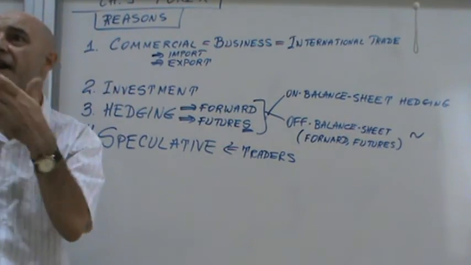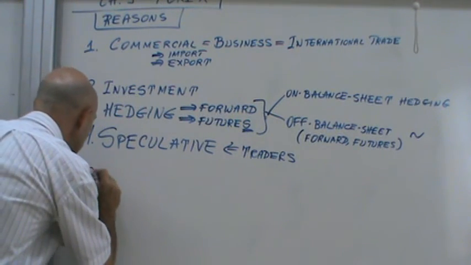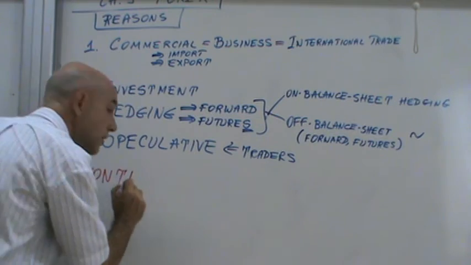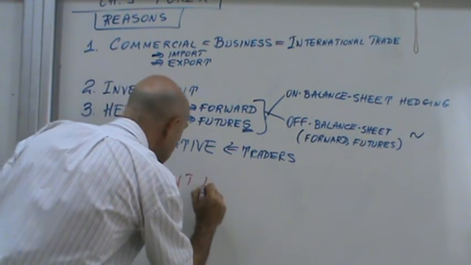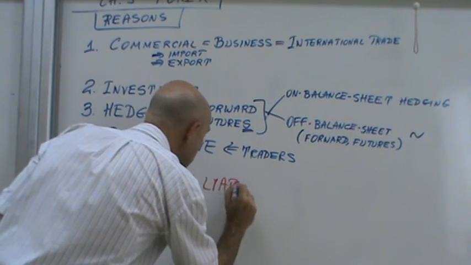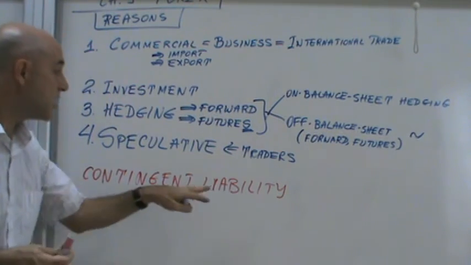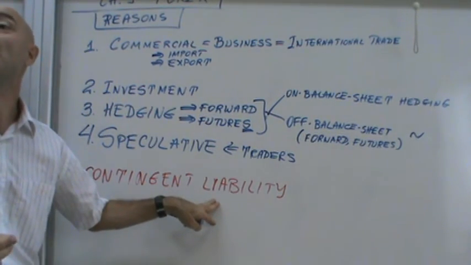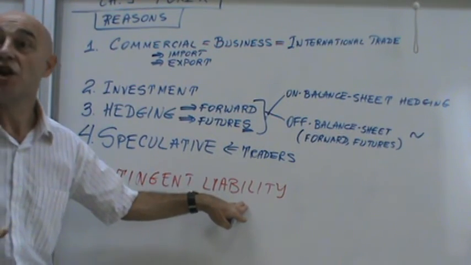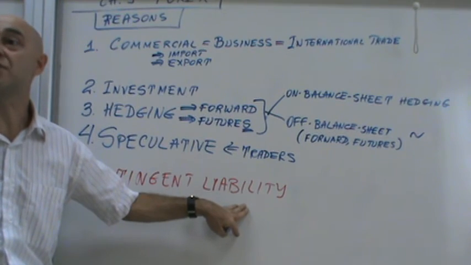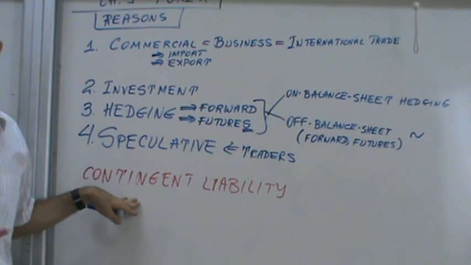You may have, and I discussed this a little bit before, related to off balance sheet, I think I did, right? You will remind me. Contingent liability. Contingent liability is a potential future liability which becomes an actual liability if a certain event occurs.